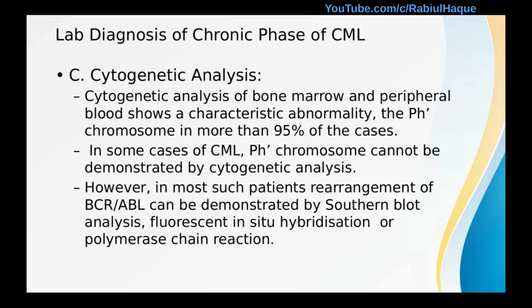In the cytogenetic analysis of bone marrow and peripheral blood, we will see that Philadelphia chromosome is present in more than 95% of the cases. That means in some cases of chronic myeloid leukemia, Philadelphia chromosome cannot be demonstrated by cytogenetic analysis. However, in most such patients, the rearrangement of BCR-ABL gene can be demonstrated by southern blot analysis, fluorescent in situ hybridization, or polymerase chain reaction.